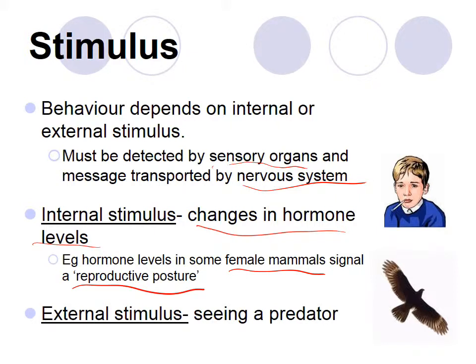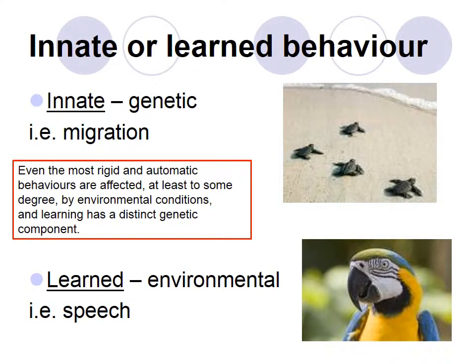And then for external stimulus, we're looking at examples such as seeing a predator, so seeing something that is dangerous to that animal. We're looking here at the differences between an innate behavior and a learned behavior. Innate is a genetic behavior, so it's something that animal just does. It doesn't learn how to do it, it just automatically has that behavior built into it.